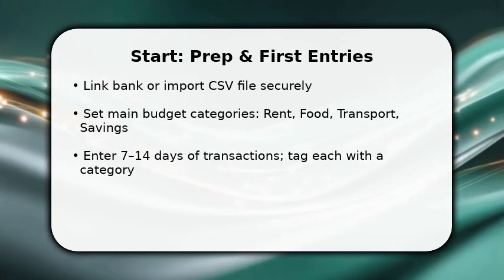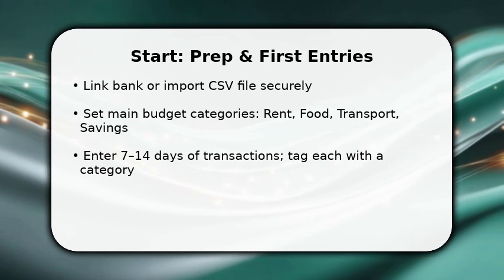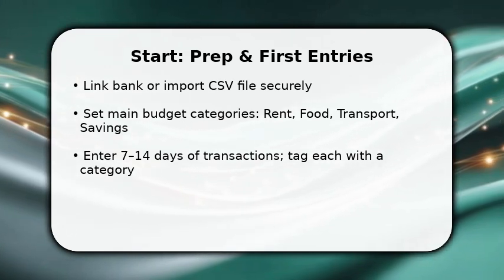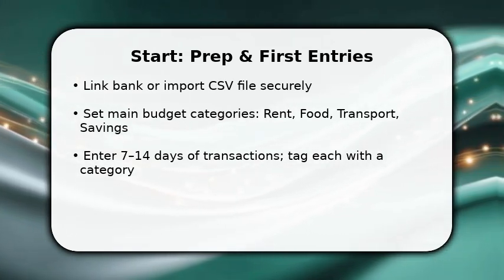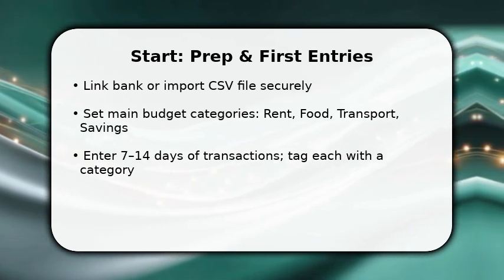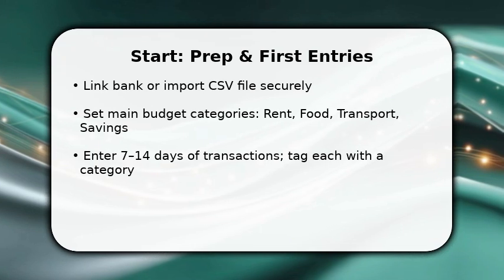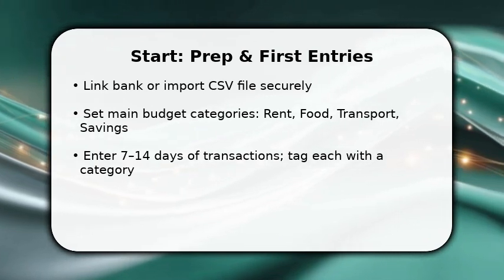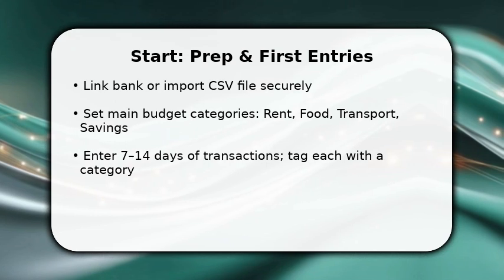You start by connecting your bank or importing a CSV so the app has real data. This saves time and prevents errors. Once connected, create the main budget categories you'll use daily: rent, food, transport, savings, and assign percentages or amounts.